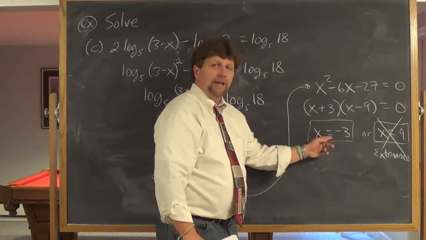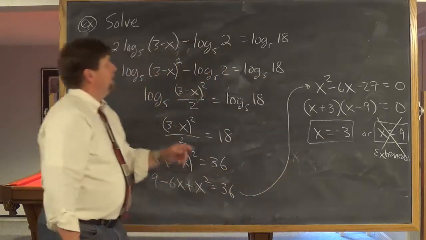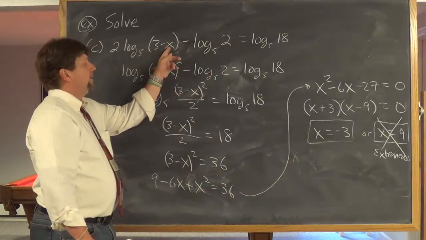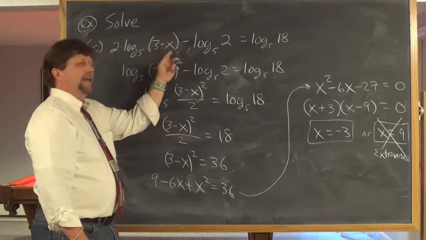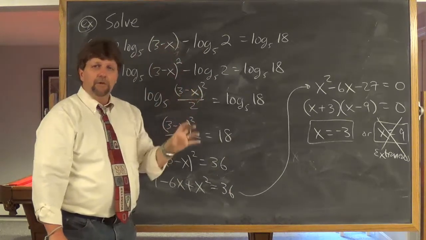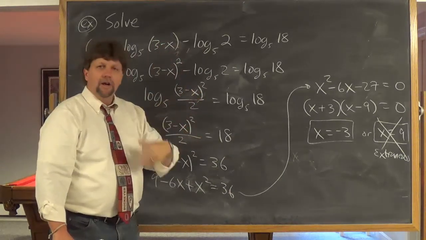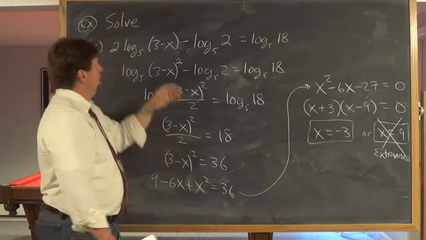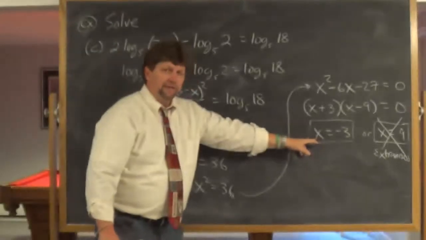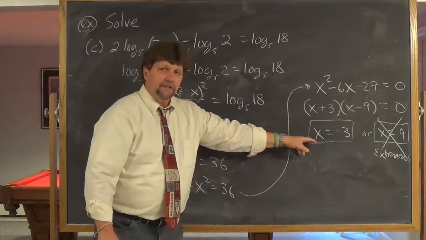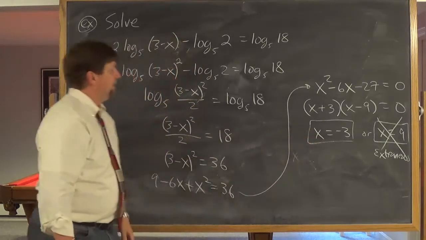We should probably check the -3. If I put -3 in for x, well, 3 minus a -3 is a +6, so I feel pretty good about that. I can do the logarithm of a positive number. And in fact, if you actually finish off the check, you'll see that it does check. It really is a solution.